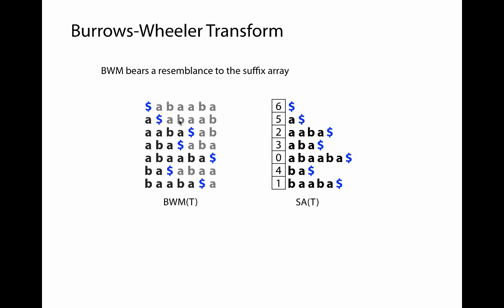We didn't have to look at any of these characters after the dollar sign in either string. And that's true in general. It just doesn't matter when you're sorting these strings what characters are coming after the dollar sign. So the order of the suffixes in the suffix array, and the order of the rotations in the Burrows-Wheeler matrix, are exactly the same order.